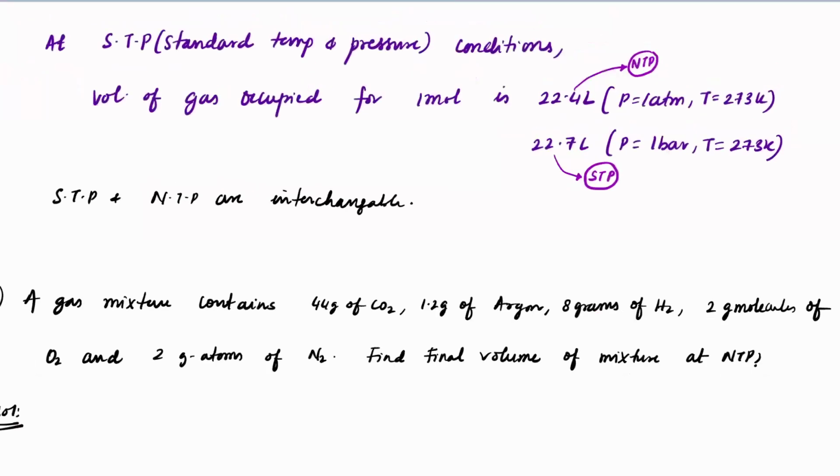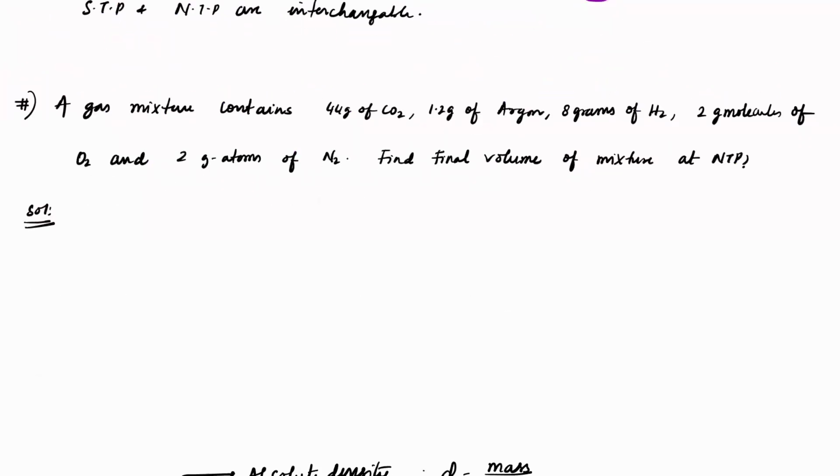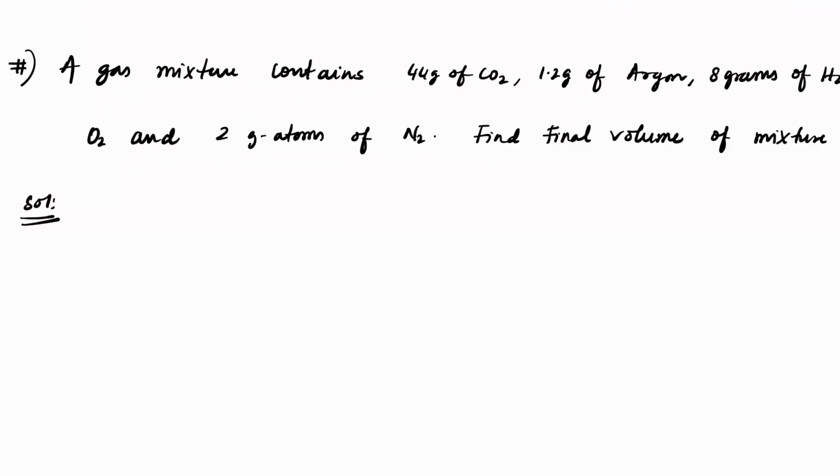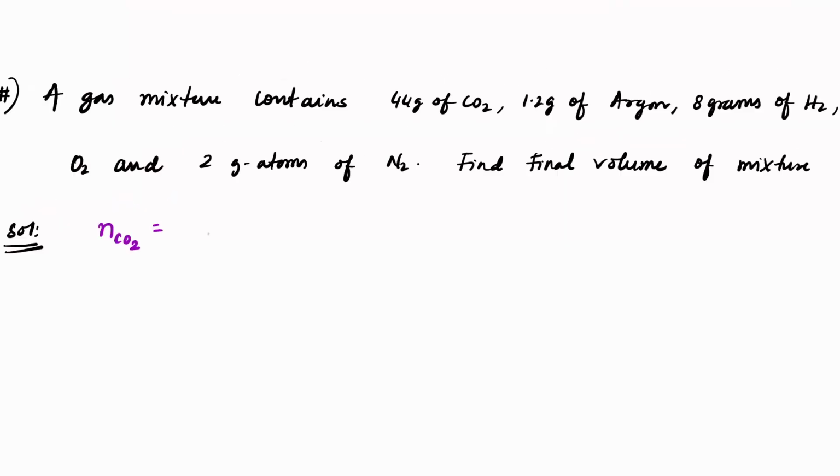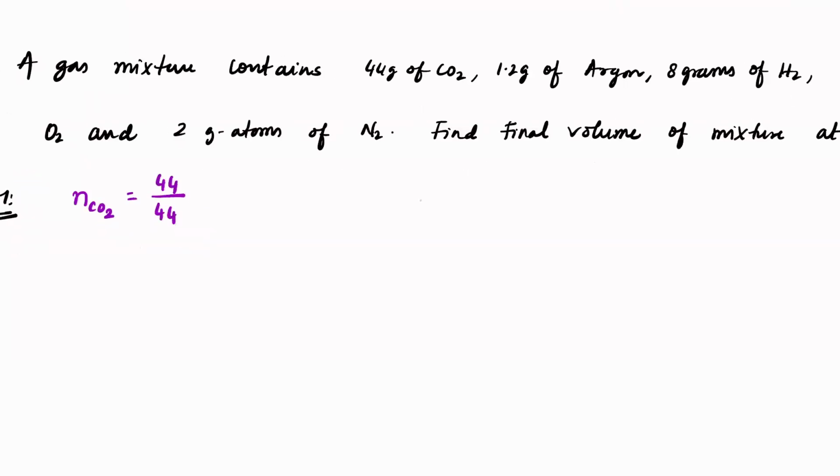So, for example, if I give you a question like a gas mixture contains this many grams of carbon dioxide, rest is argon, hydrogen, oxygen, nitrogen, and so on, and I need to figure out the final volume of the mixture of those gases. What would I do? First, I will convert everything into moles. So number of moles of carbon dioxide will be 44 divided by 44. Why? 44 is the molar mass of carbon dioxide, which makes it 1 mole.